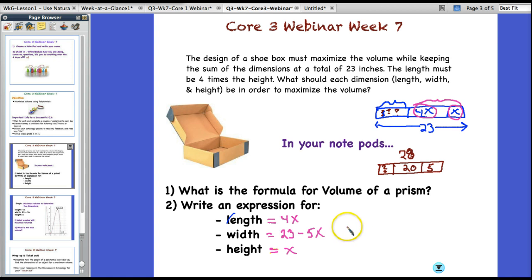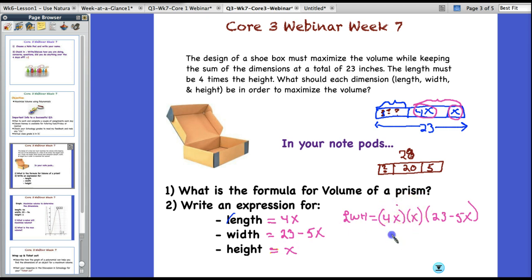All we have to do now is just multiply everything together, right? Length times width times height. Didn't you guys tell me that it's length times width times height? That's what the problem said. So we'll see if Brianna has that right. So we have 4x, I'm going to put it all in parentheses, times x. This is what you guys have already done. You've multiplied polynomials. Where are you getting the 5x? The width is 23 minus 5x. So be careful about that.